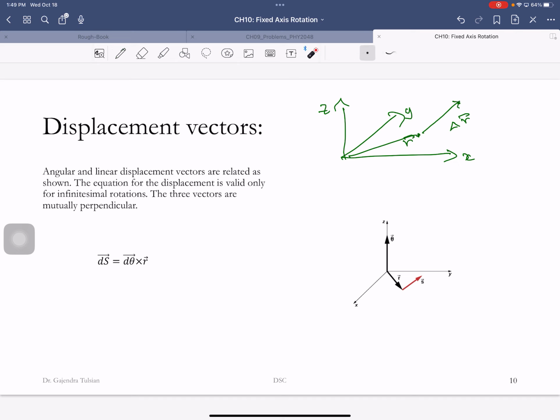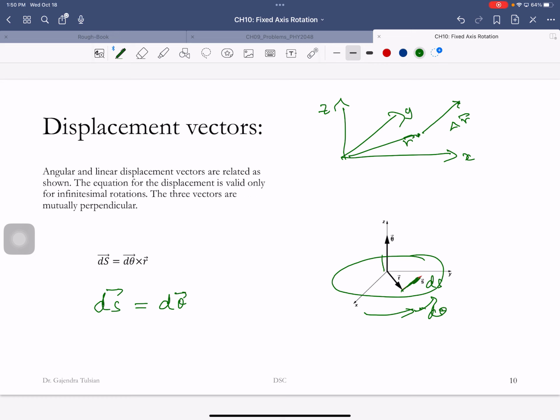All right, so here's an object. I'll draw an object for you guys, and this is spinning. When the object turns by a little amount, d theta, this point moves that distance, ds. This only works for infinitesimal displacements. And d theta would be a vector in this direction cross r. R is the vector of that point from the axis of rotation.